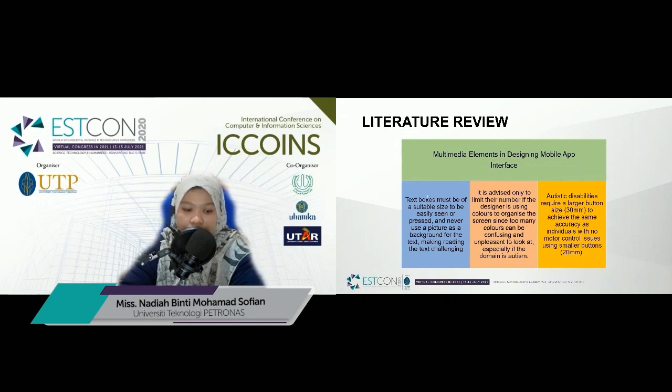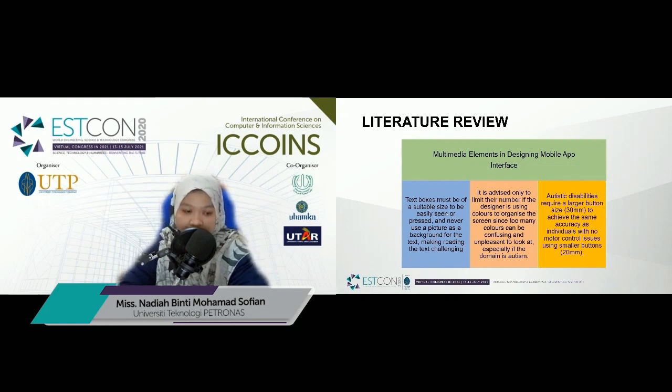Text is a dominant unit in the user interface design component with flexible and robust communication between users and the system. According to the previous articles, components such as an image, button, or text must be in a suitable size to be easily seen or pressed, and every use of pictures as a background for the text makes reading the text challenging. Some researchers also agree that software usability could increase with mental disorders and autism users by using a suitable size text, button, or images.